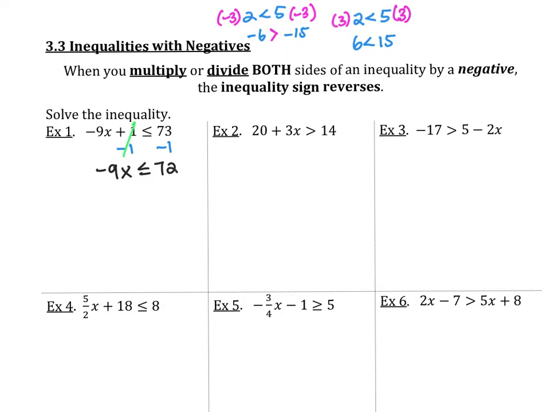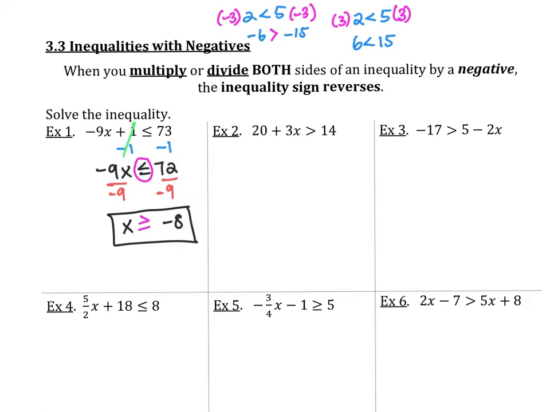Now I'm going to go to the dividing step. I'm going to divide by negative 9 on both sides. x, and I'm going to go ahead and put my answer. What is that? That's negative 8. Now let me think for a second. Did I divide both sides by a negative? I divided by negative 9 on both sides. Because I divided both sides by a negative, this symbol has to switch to the other direction to make it true.